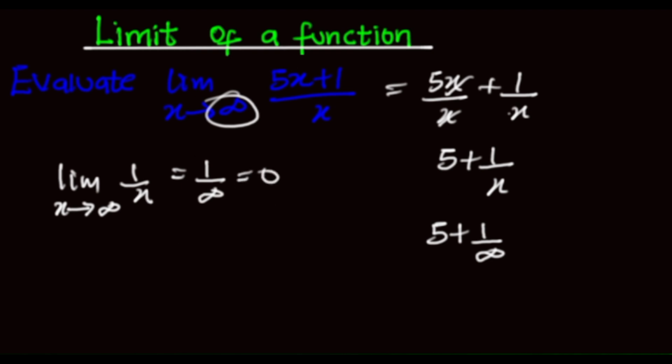So that shows that everything we are going to have in this case is going to be equal to 5 plus 1 divided by infinity. And that's going to be equal to 5 plus 0. So the answer is going to give us 5. That's just it. So that shows that 5 is the final answer. Now let's go ahead and solve another question.